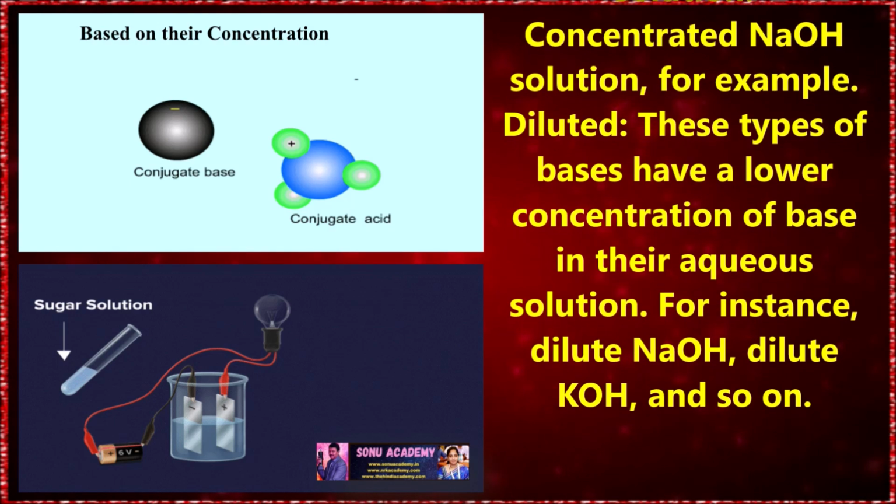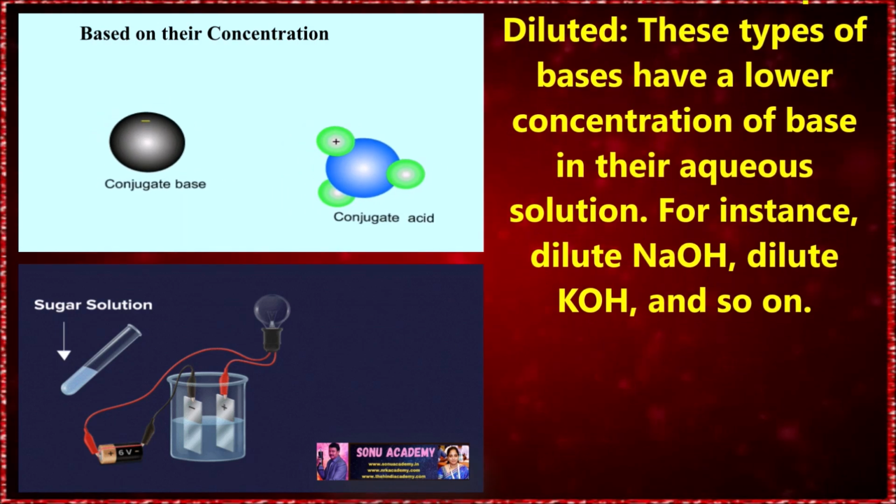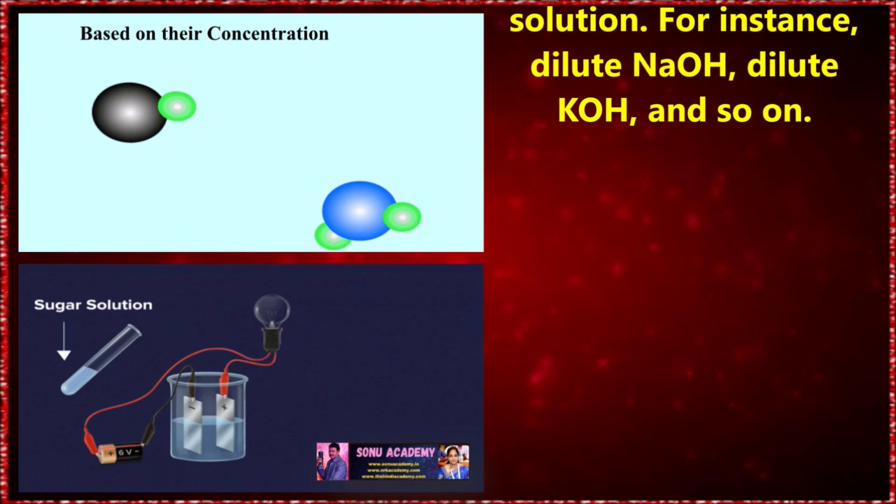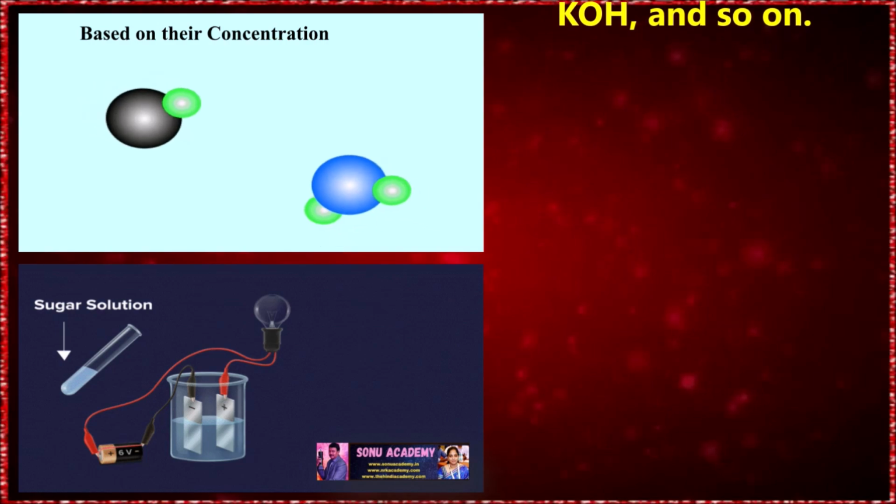Diluted. This type of bases have a lower concentration of base in their aqueous solution. For example, dilute NaOH, dilute KOH, and so on.